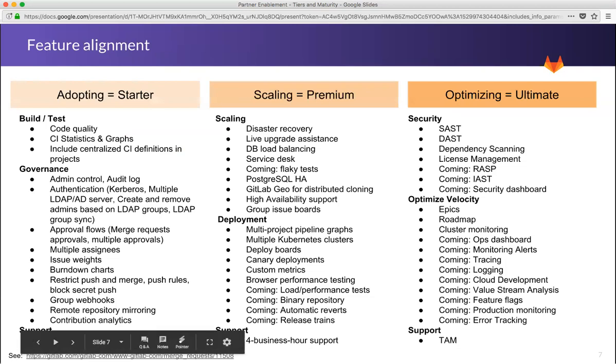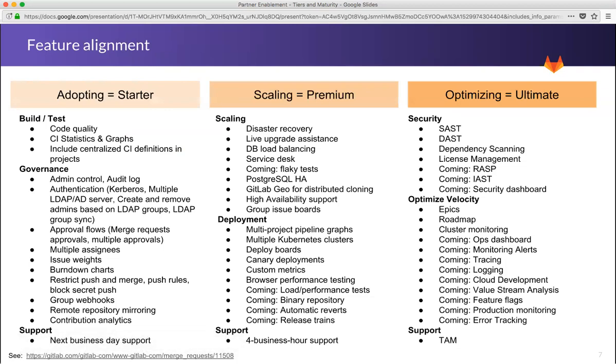So in Starter, we can see that you have kind of basic functionality, code quality. There's LDAP, it's basic LDAP. There's issue weights, burn down charts, things like that for the organization that's kind of getting going with automating their processes, making sure that from inception of idea to output from development, that they can do that consistently.